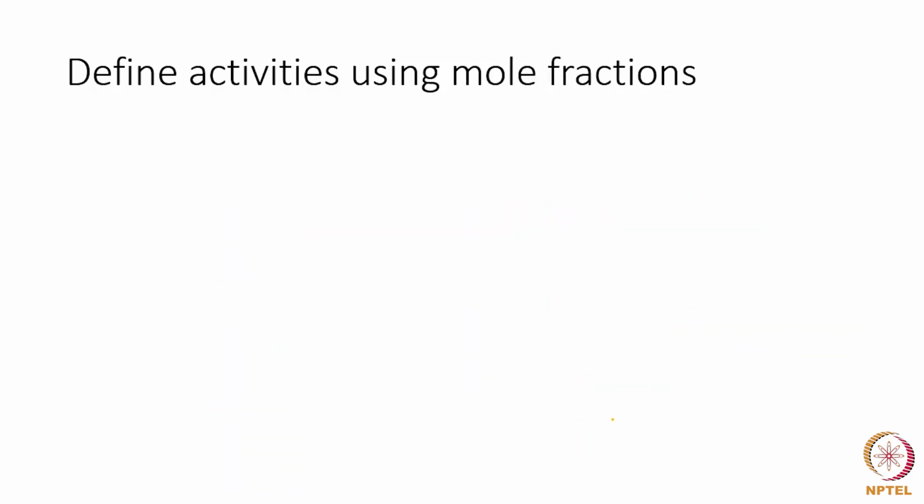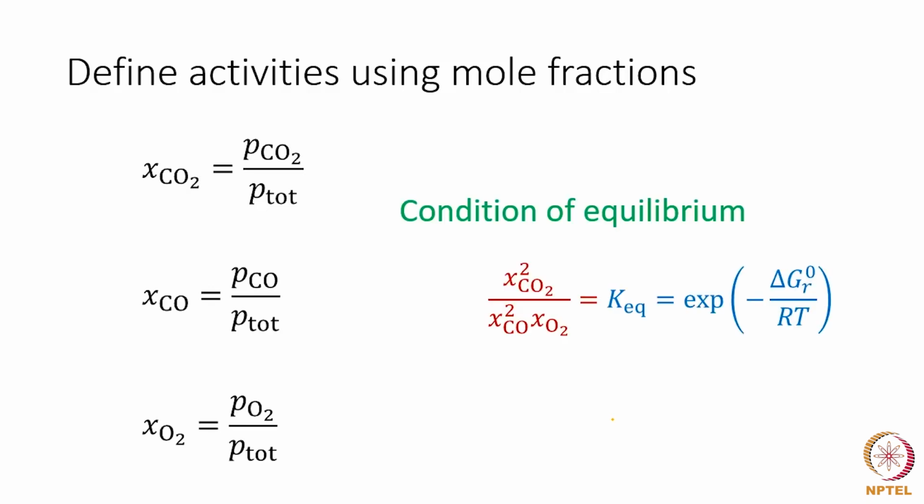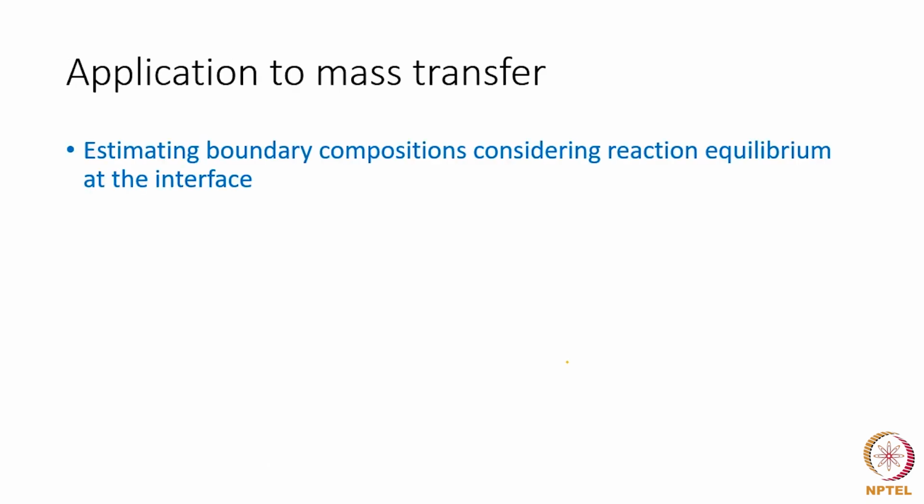So we can also define activities using mole fractions, and if you write it as mole fractions, then you can also use the condition of equilibrium, and you can write it in terms of the mole fractions of CO2, CO and O2 as follows. Okay, and the way we apply these concepts to mass transfer is as follows: we use these conditions to estimate the boundary compositions considering reaction equilibrium at the interface.